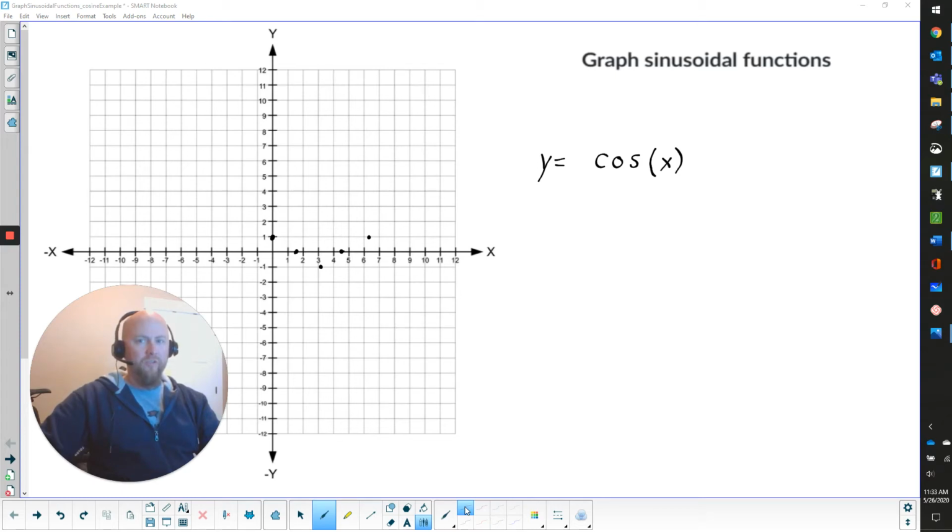Some sinusoidal functions, specifically some cosine ones. I've got an example here today that came in from a student, and I want to go over this. Let's start by reviewing the anchor points for cosine of x in radians.